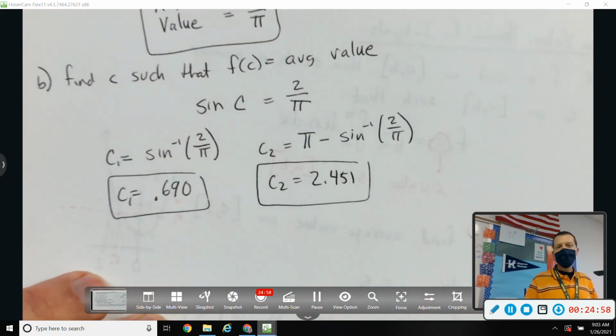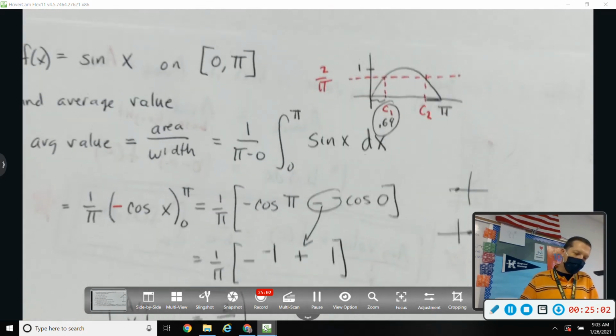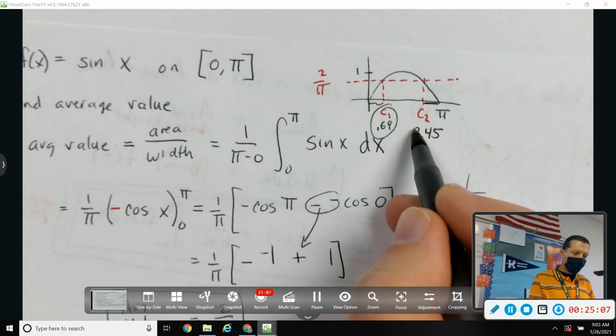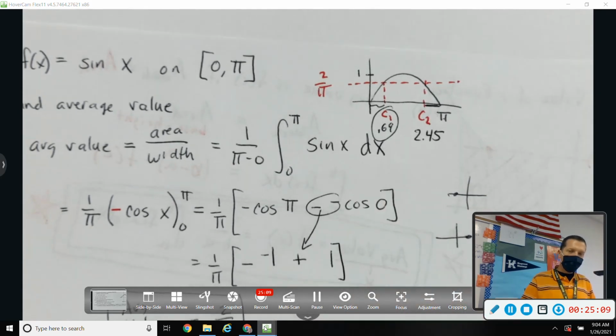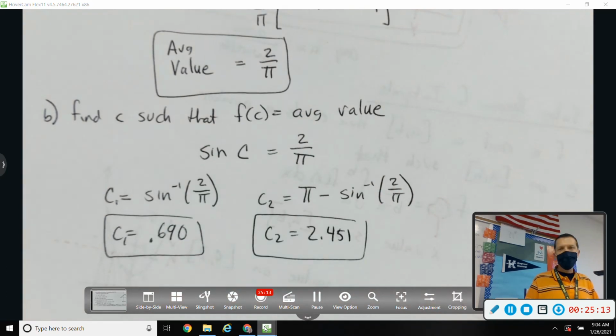And then we could look at our picture and make sure that makes sense. Again, you can do all this without the picture, but I think drawing the picture helps make sense of it. Yeah, 2.45 is less than pi. So there's two places that give us the average value of 2 over pi.